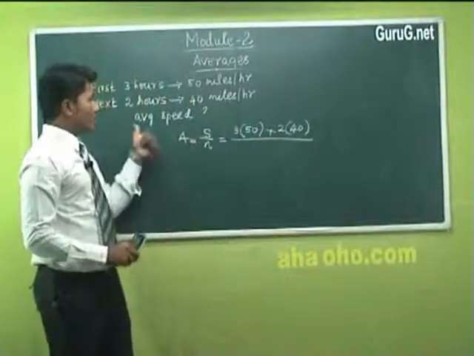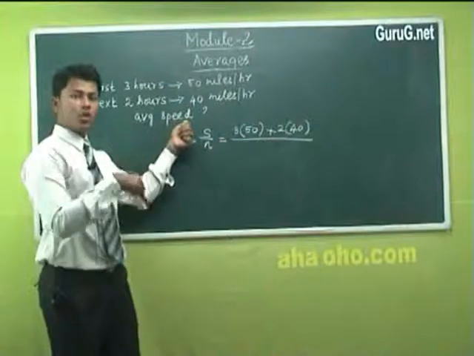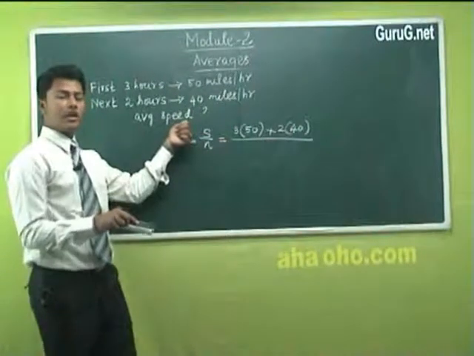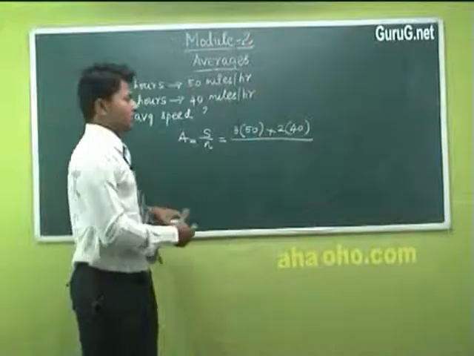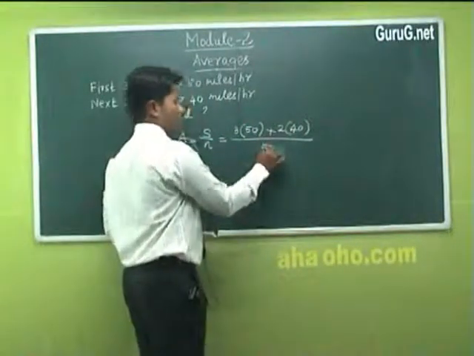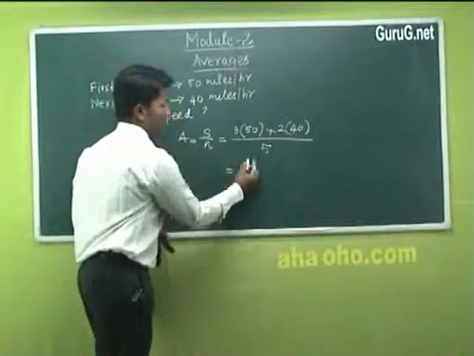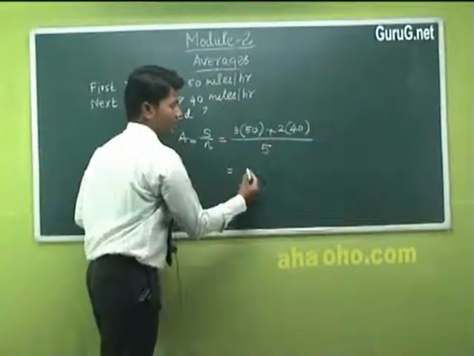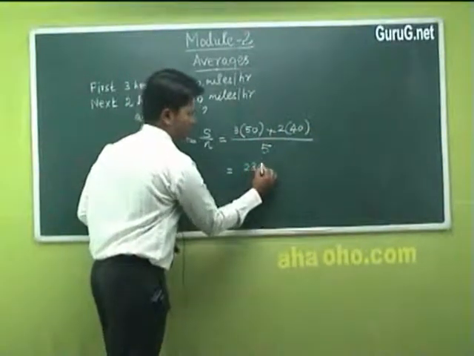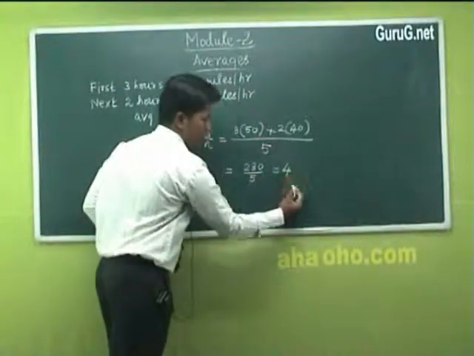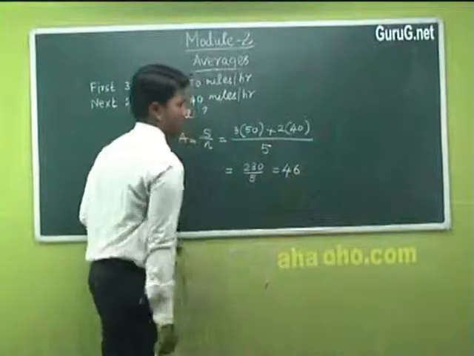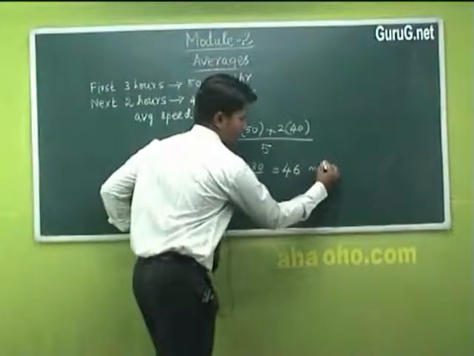Now you have to find the average speed for the total journey. So the total journey consists of how many hours? 5 hours. 3 plus 2, 5. So it is divided by 5 hours. Answer will be 150 plus 80, that is 230, divided by 5. 5 fours are 20, so 46 miles per hour.